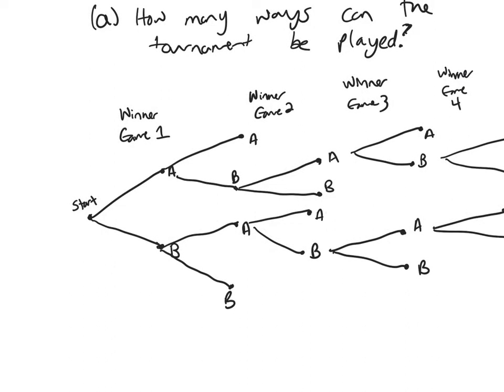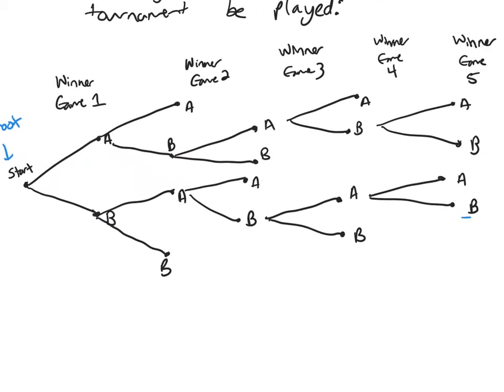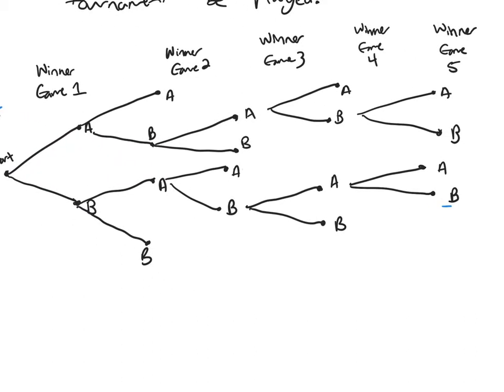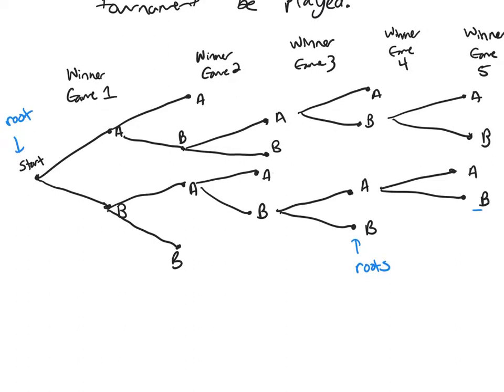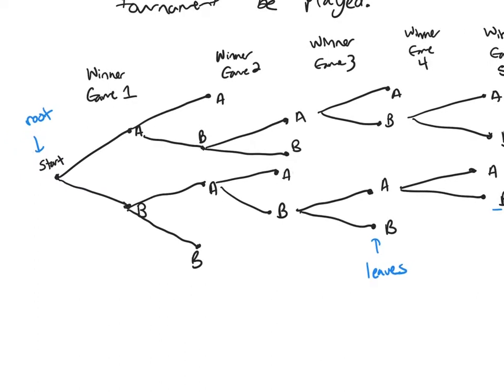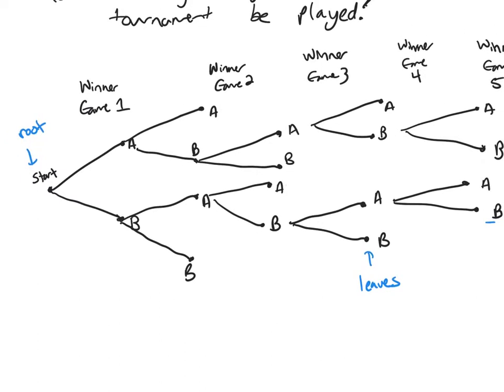And so the beginning, we often call this beginning part the root. And then these terminal points here, these points at the end that don't go anywhere, these are called leaves. And so what I want to know is how many paths do I have from the root to the leaves? How many paths do I have from the root to each leaf?